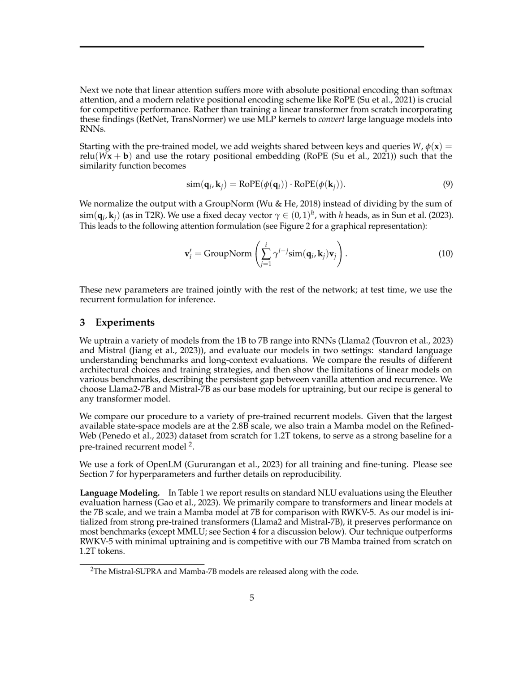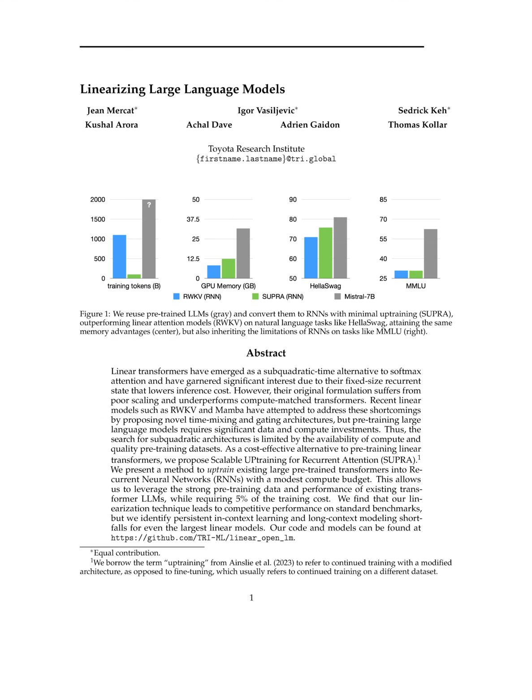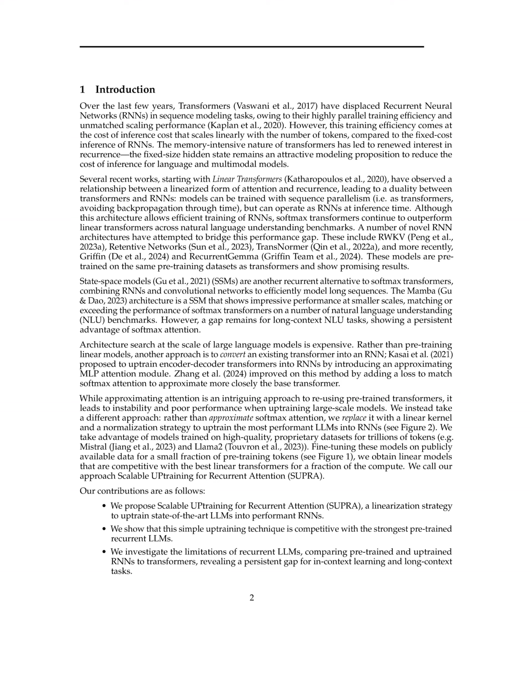7. Utilizing a fixed decay vector. SUPRA employs a fixed decay vector gamma in (0, 1)^h for h heads, ensuring stable attention computations during training and inference. 8. Implementing recurrent inference at test time. At test time, SUPRA utilizes the recurrent formulation for inference, allowing the converted RNNs to operate efficiently in real-world applications.